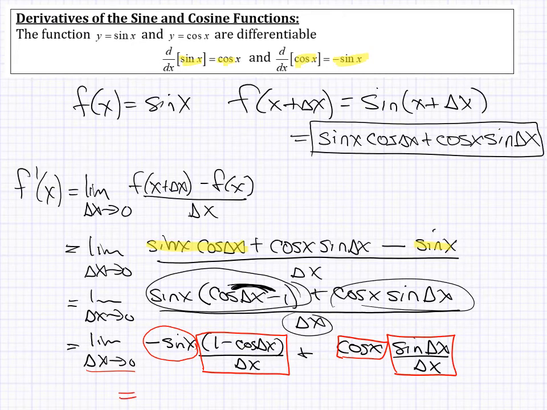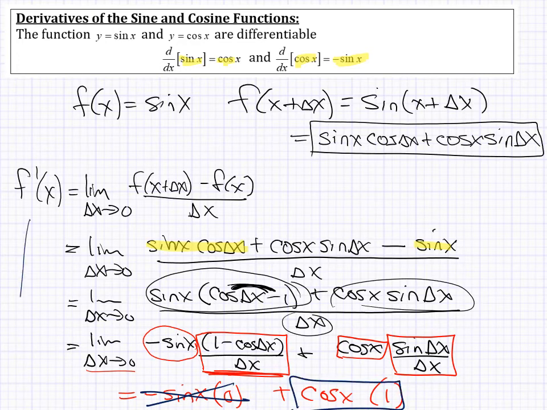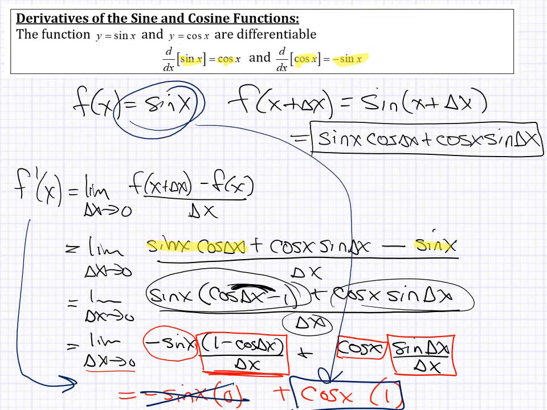So if you remember, the first one, this cosine one here, was equal to 0, and this other one was equal to 1. And so what we get here is minus sine x times 0 plus cosine x times 1. And this being times 0 is gone, and what do you have? Cosine x times 1. So the derivative of the sine function is this cosine function.